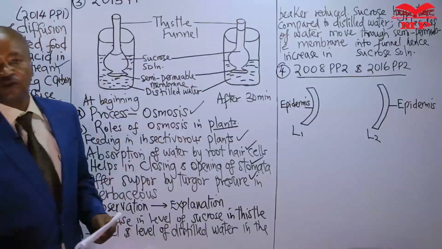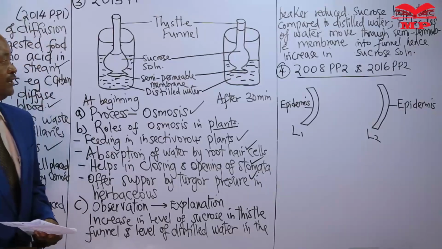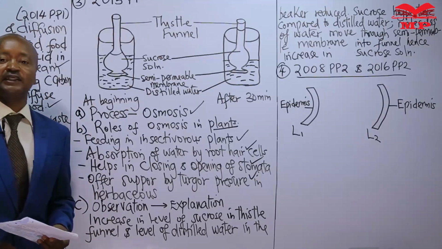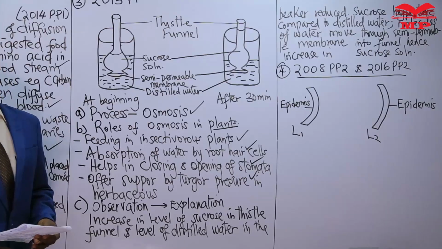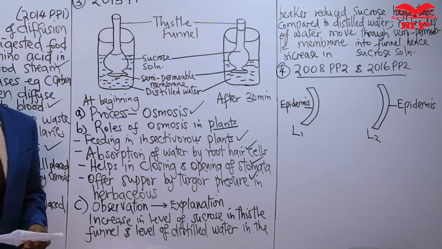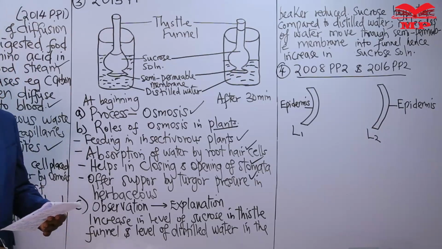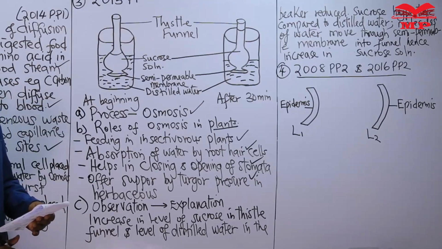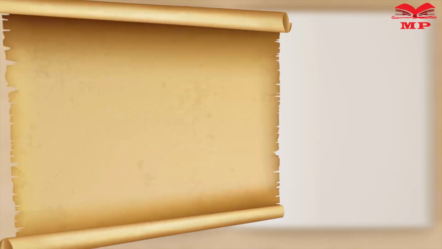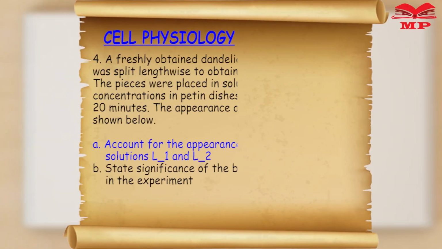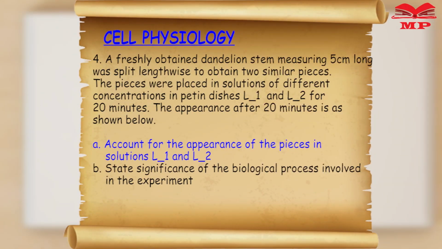This means that these particular pieces of the stem were placed in different solutions, and these solutions must be of varying concentrations. Now, let us look at the first question. We have question A: account for the appearance of the pieces in solution.